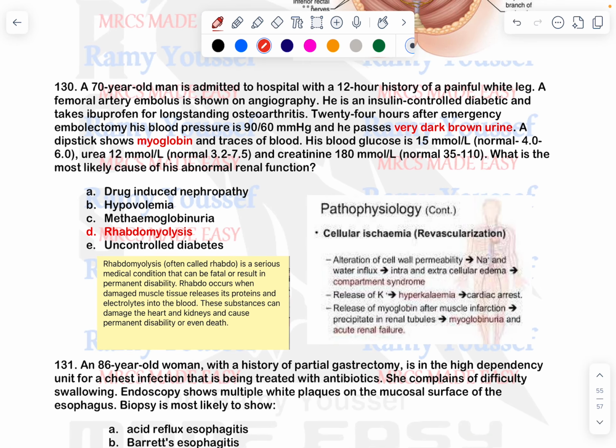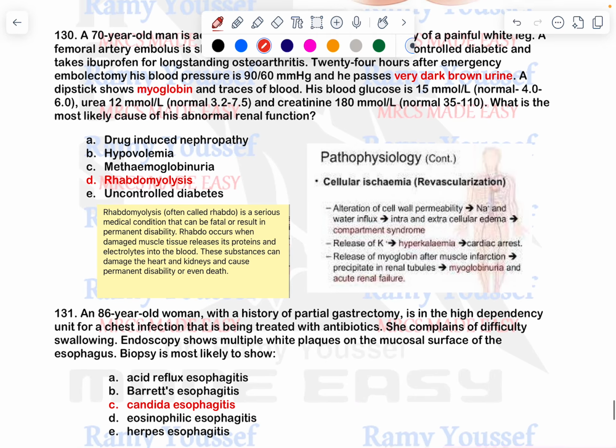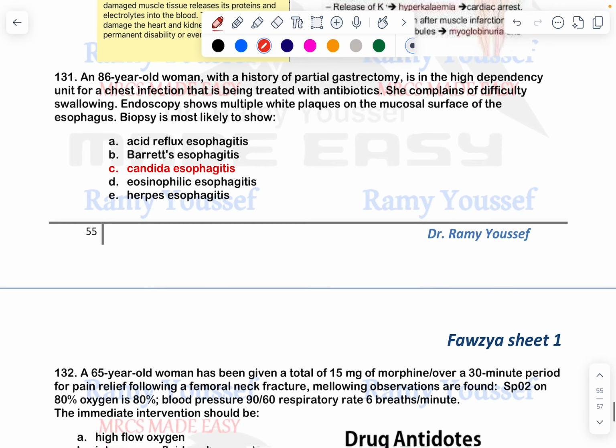An 86-year-old woman with a history of partial gastrectomy is in the high dependency unit for a chest infection. She complains of difficulty in swallowing. Endoscopy shows multiple white patches on the mucosal surfaces. It is fungal, candidiasis.